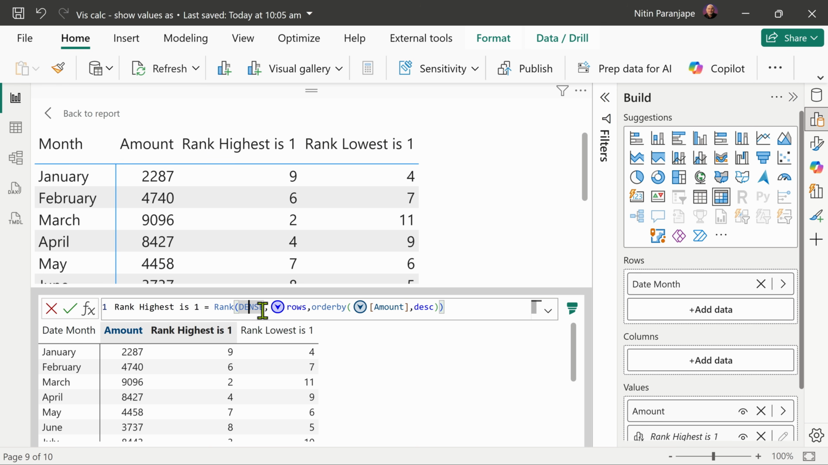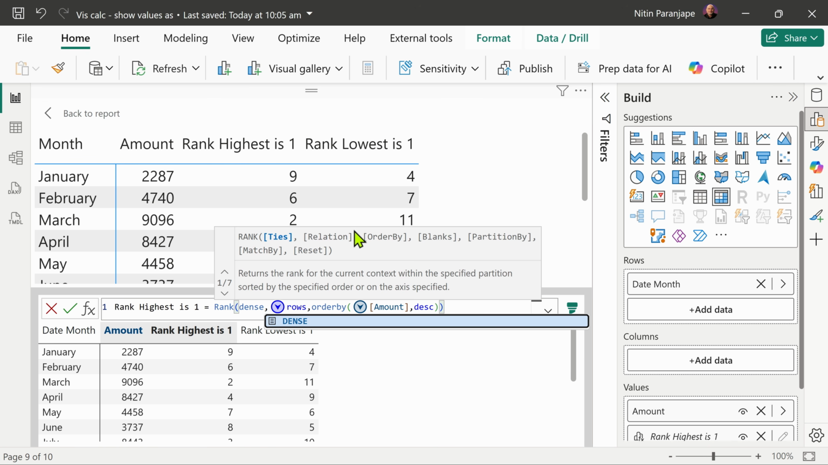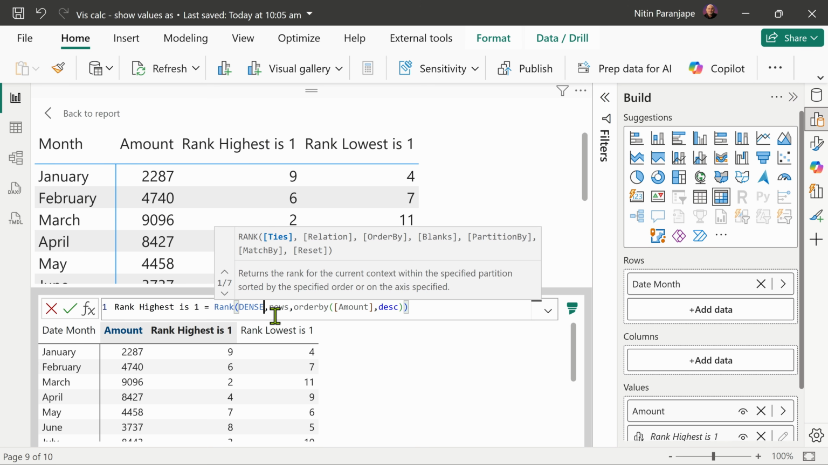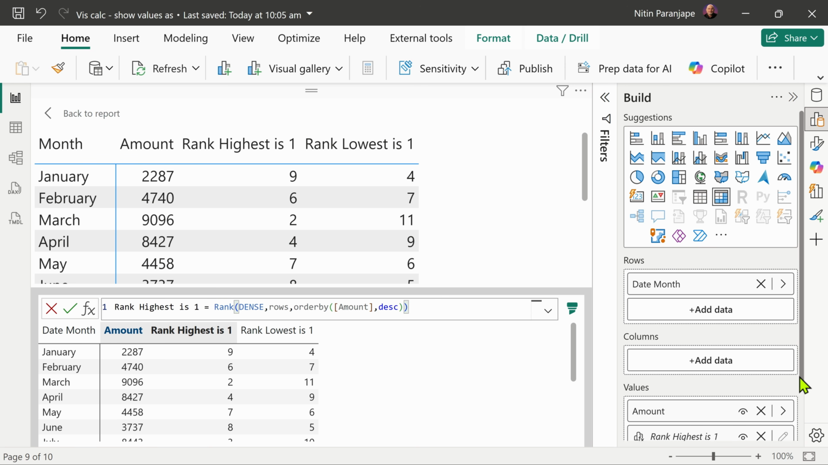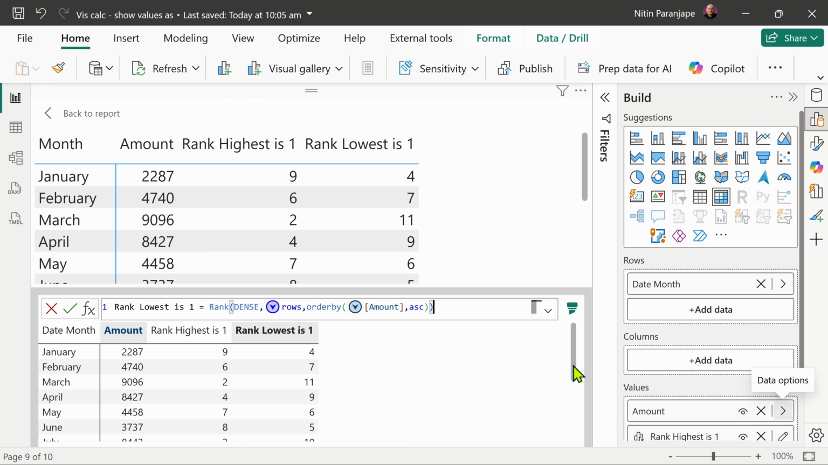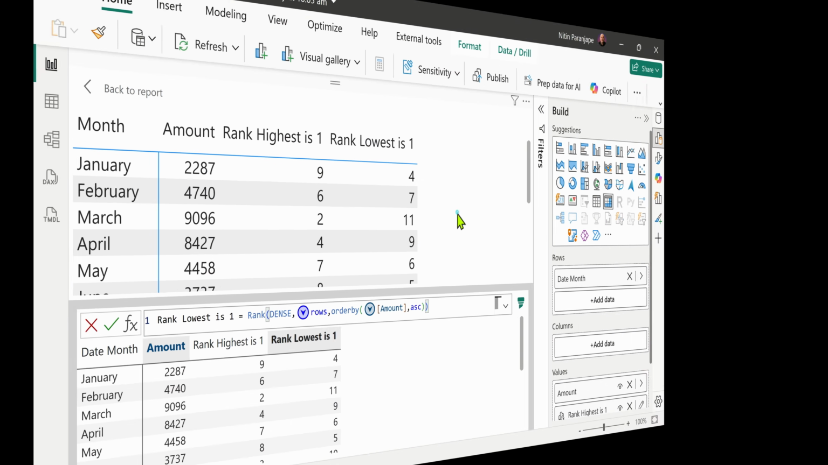Dense, what does that mean? It decides if there is a tie, what to do. We'll not go into the details of this right now. You can see the syntax later. So we are going to manage this by rows and then order by amount in descending order. That's all. And it calculates the rank. If you want lowest, then just change the order by to ascending.